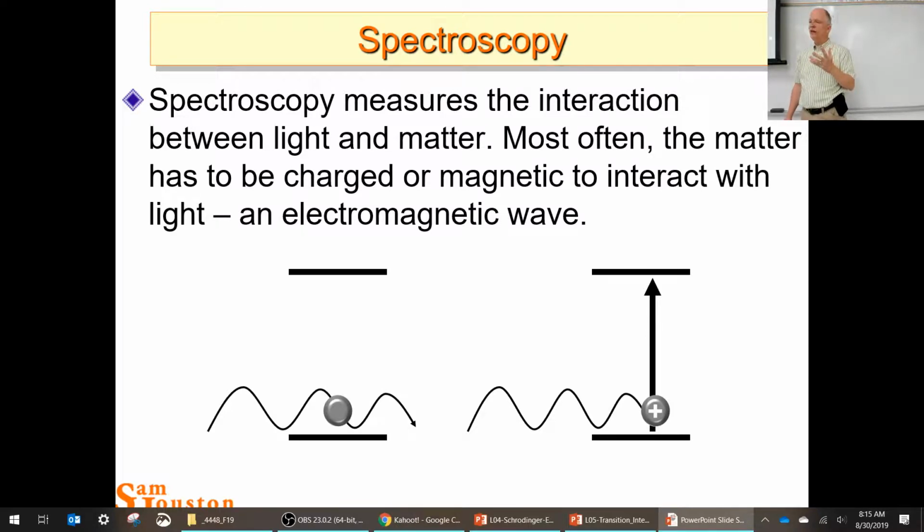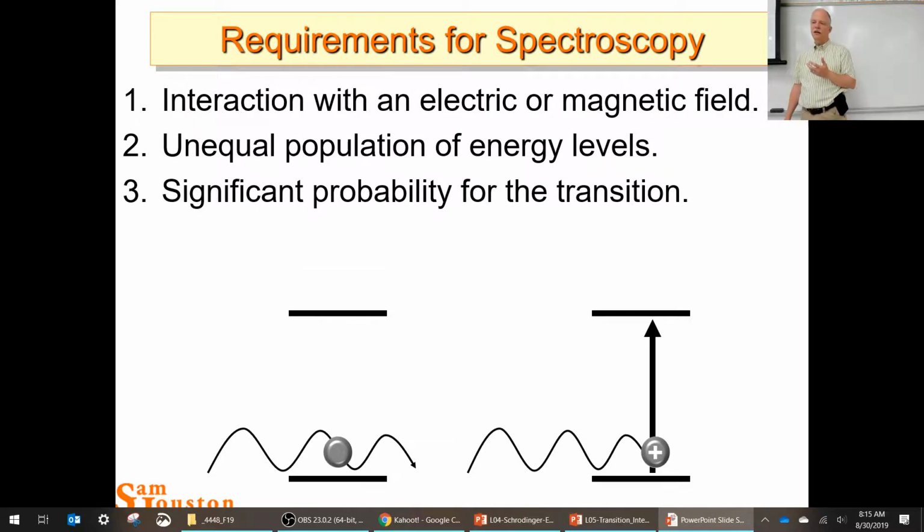Light and matter have to interact. And so the matter has to be charged or magnetic to interact with light. So these are three requirements for spectroscopy. There needs to be an interaction with an electric or magnetic field. And most of the time that's with a charged particle. It interacts with the electric field. Or there needs to be some sort of charge distribution like a dipole moment where it can interact with an electric field.